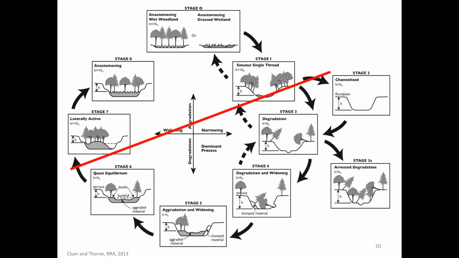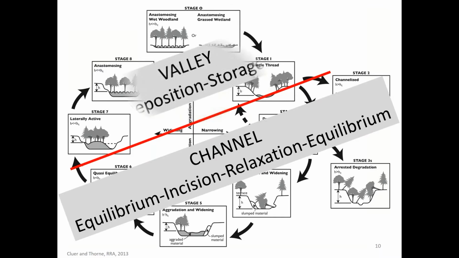So you'll notice that the previous channel evolution model was just about erosion. It wasn't about how the channel fits into its alluvial valley. And so we tried to bring that into our model, where these channels are part of a valley. And so deposition and storage is included in our model, whereas the previous model stopped at incision, relaxation, and back to equilibrium.